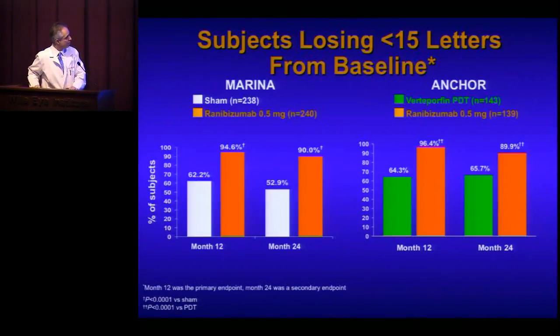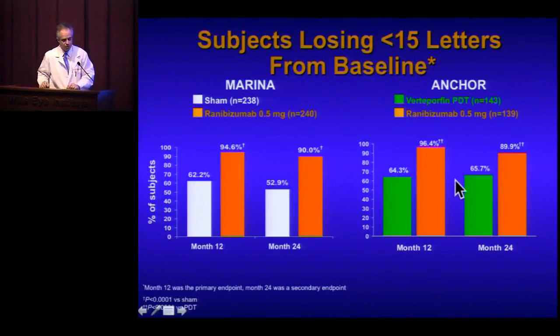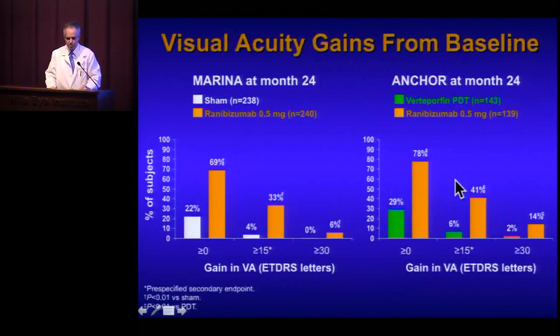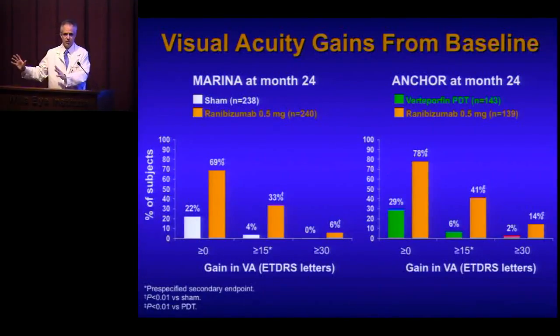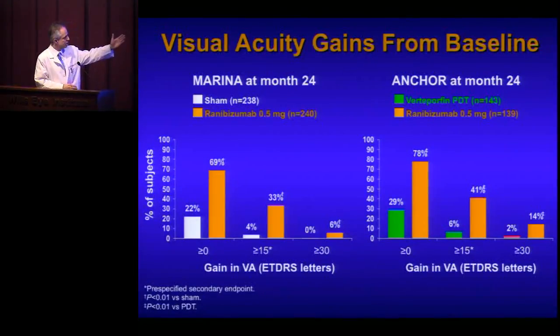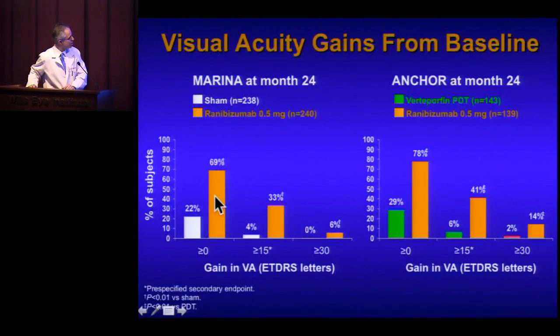But to our pleasant surprise, virtually no one lost 3 lines. Over 90% lost less than 3 lines from baseline with Lucentis injections, compared to the natural course of 50% or 60% with photodynamic therapy. And in terms of visual acuity improvement, now the focus has shifted. We're actually improving vision on average with this condition. So as you can see, with ranibizumab treatments, no vision loss or some gain occurred in 70 to 78% of patients, and about a third or so, up to 41%, were gaining 3 lines or more.